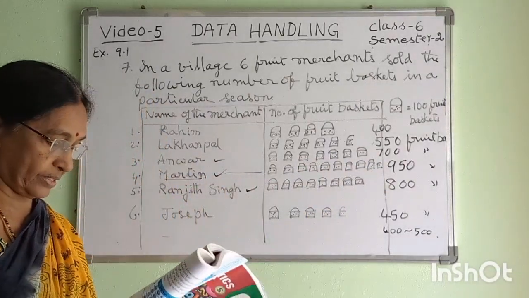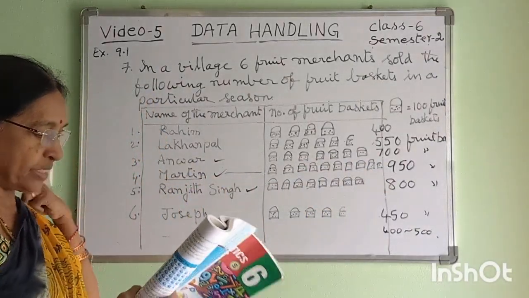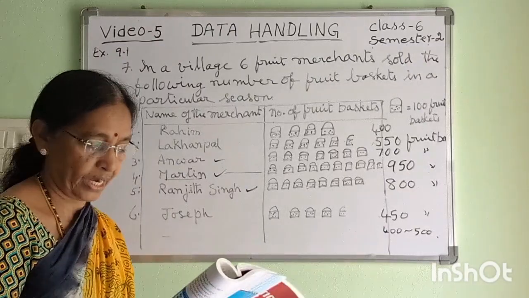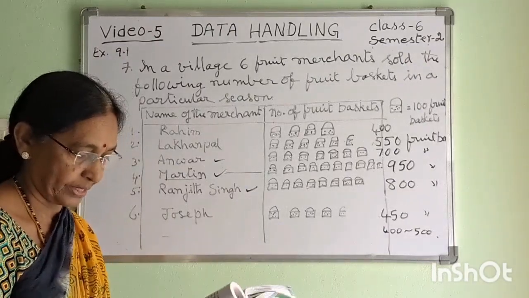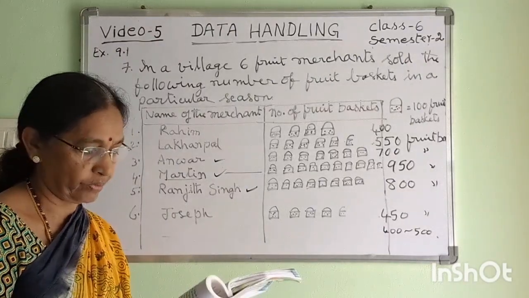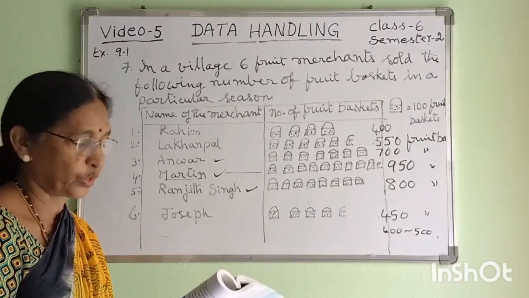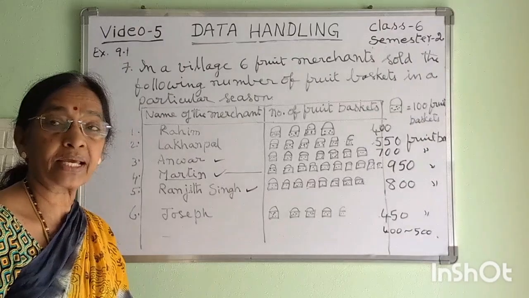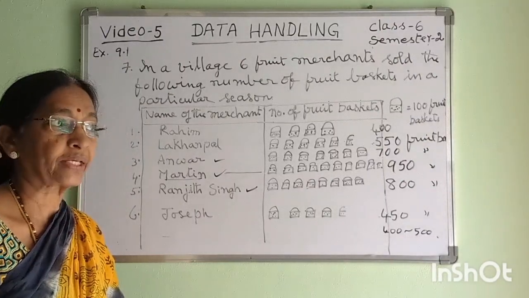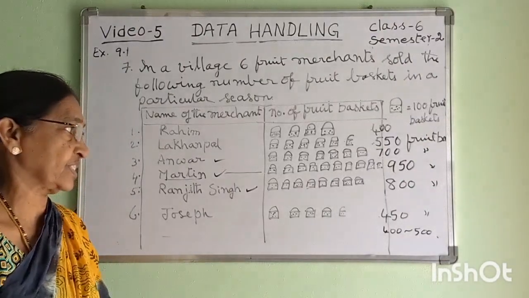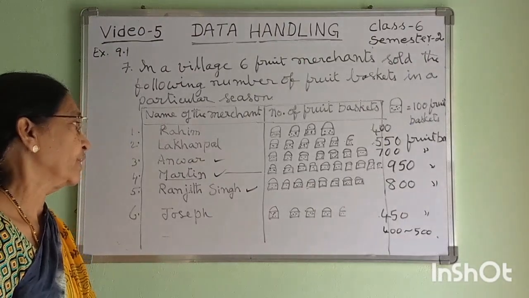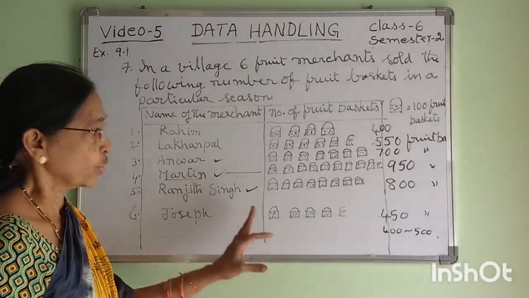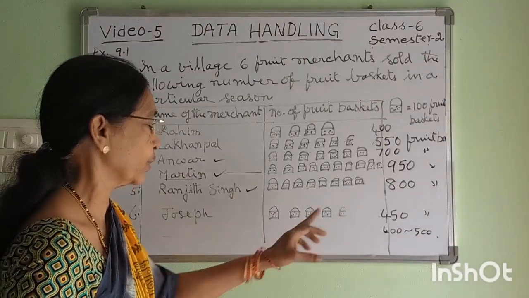700 fruit baskets. Next, the merchants who have sold 600 or more baskets are planning to buy a godown for the next season. Can you name them? So who are they? Who sold 600 or more?